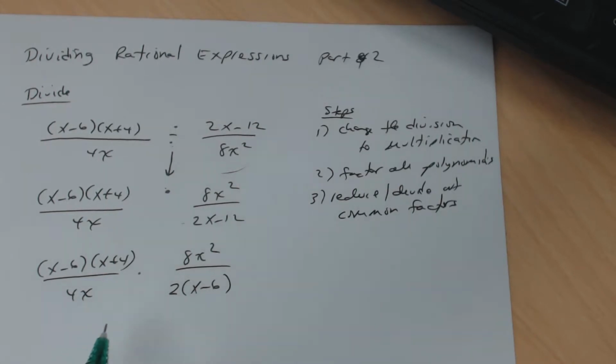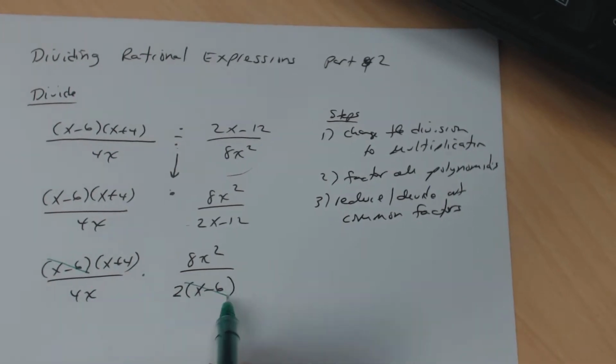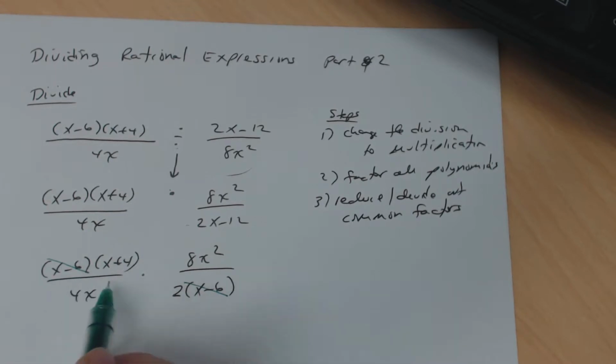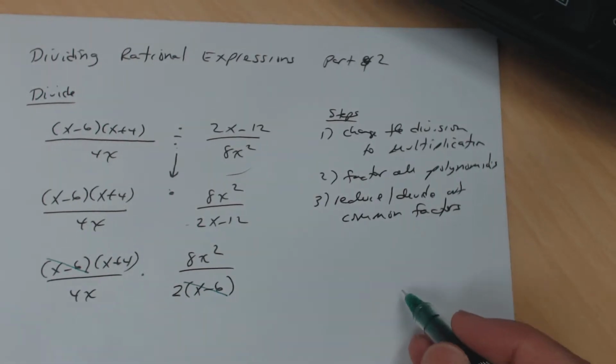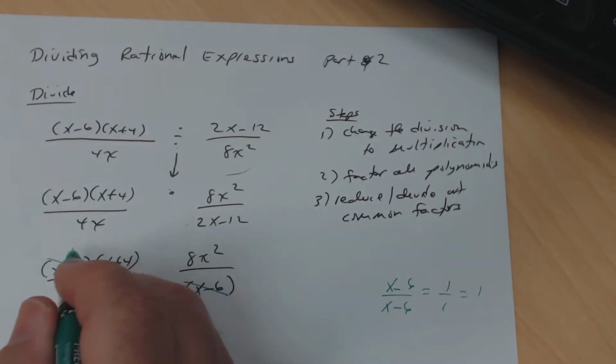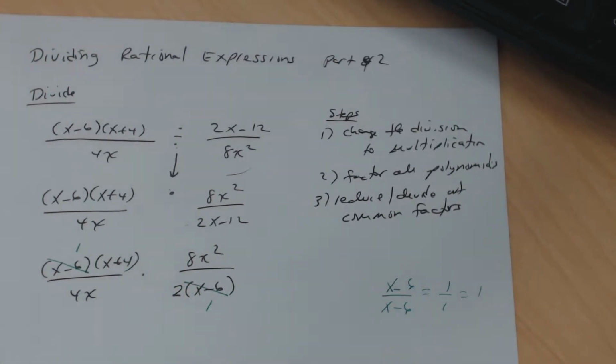Okay, so it is multiplication now, so let's go ahead and reduce this. When you divide out, x minus 6 divided by x minus 6, anything divided by itself is 1. So those divide out, and in its place go ahead and put a 1 there.